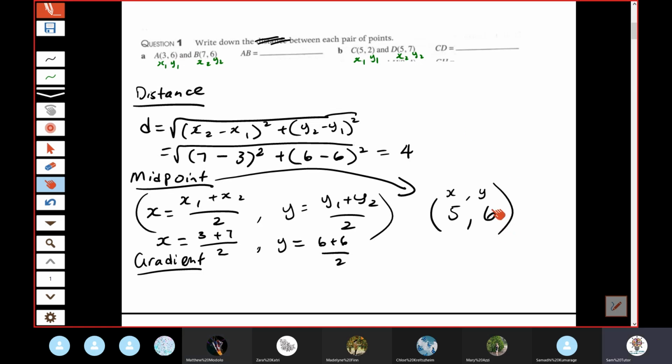Nothing. No, 6. What's halfway between 6 and 6? Yeah, still 6. 6 plus 6 is 12, divided by 2 is 6. But I'm just showing you mathematically that's all you're doing. You're just adding the 2 numbers and dividing them by 2.